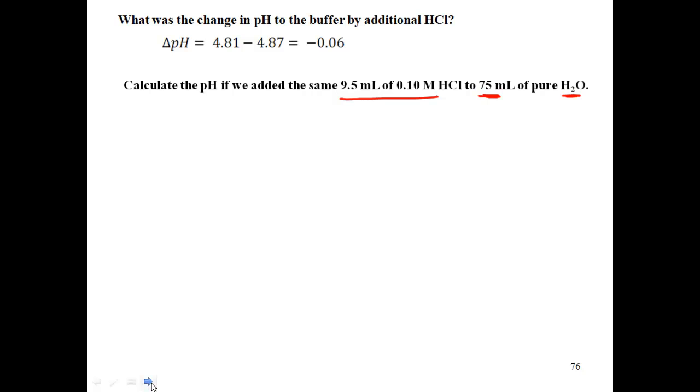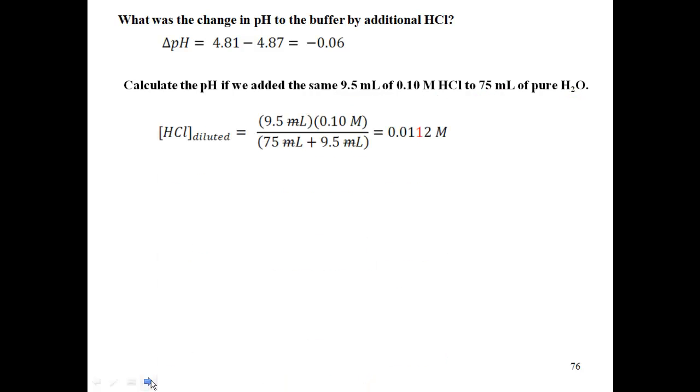So let's figure out the new concentration, because there's no neutralization, there's no need to figure out millimoles. All we've got to do is figure out the new concentration, which would be my milliliters of HCl, 9.5, times my molarity, which is 0.1, divided by the total volume. Basically doing your C1V1 equals C2V2, figuring out your new concentration, which in this case is 0.0112 molarity.